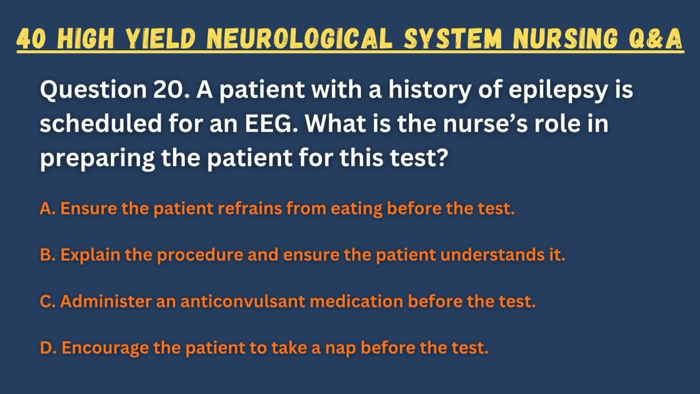Question 20. A patient with a history of epilepsy is scheduled for an EEG. What is the nurse's role in preparing the patient for this test? A. Ensure the patient refrains from eating before the test. B. Explain the procedure and ensure the patient understands it. C. Administer an anticonvulsant medication before the test. D. Encourage the patient to take a nap before the test.